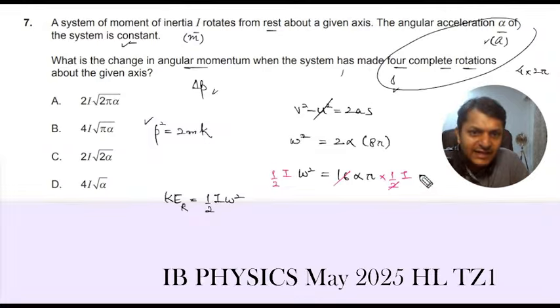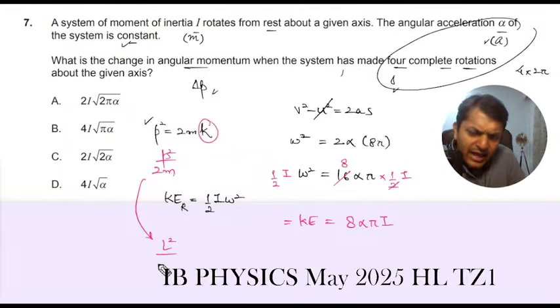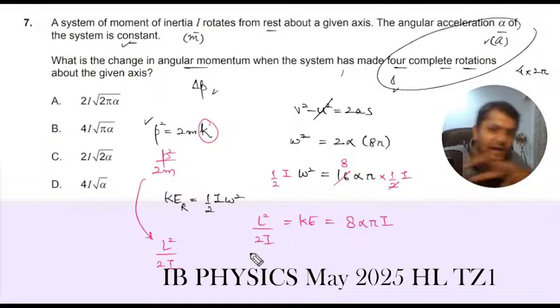This and this get cancelled out. It will become 8, so this is coming out to be 8 alpha pi into I. This is the kinetic energy. But this kinetic energy can be written as P square by 2m, which in terms of rotational variables, P can be written as L and m can be written as I. So I would just substitute it here like this, and I solve it.